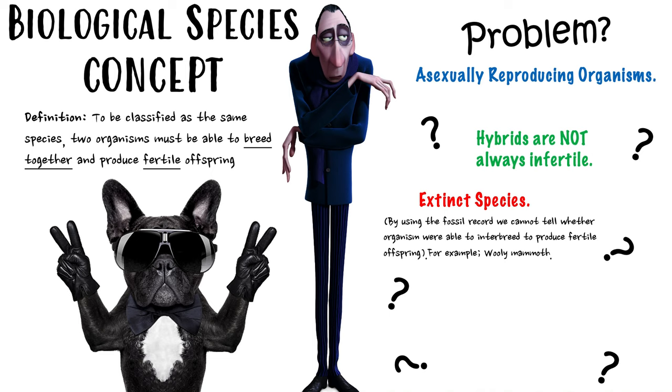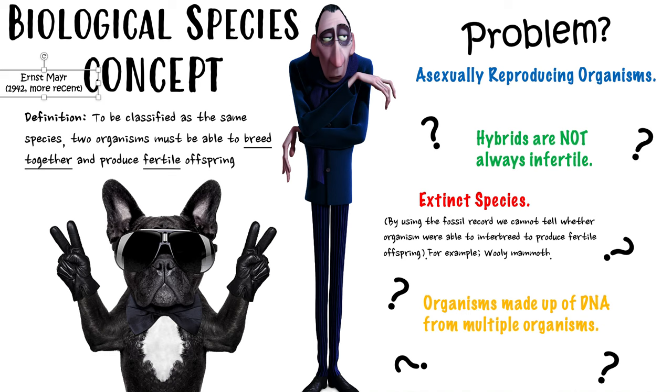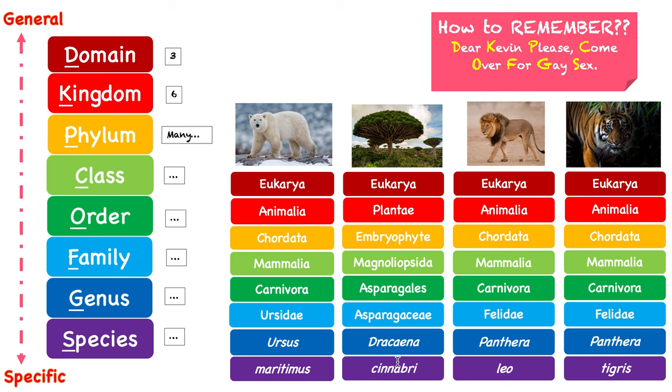Okay, next one. Some organisms are made up of DNA from multiple organisms, meaning they have many moms and dads, right? But this is specific to plants and flowers and stuff like that, so don't worry about that too much. This definition doesn't consider that, because it considers two parents, whereas some organisms have many parents. Okay, but don't worry about this one too much. If you know these three, that's pretty solid already. And this definition, by the way, is more recent than the one we talked about before with this one. Based on characteristics, based on traits.